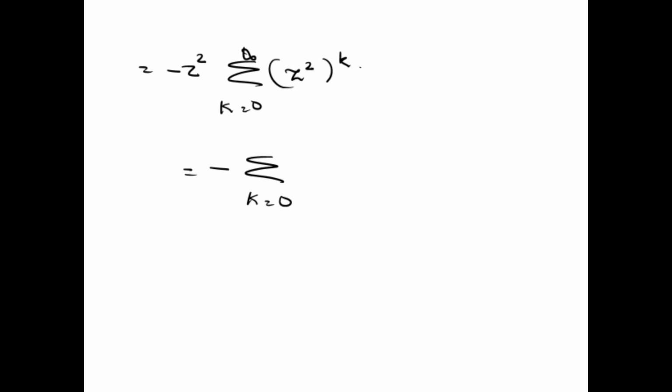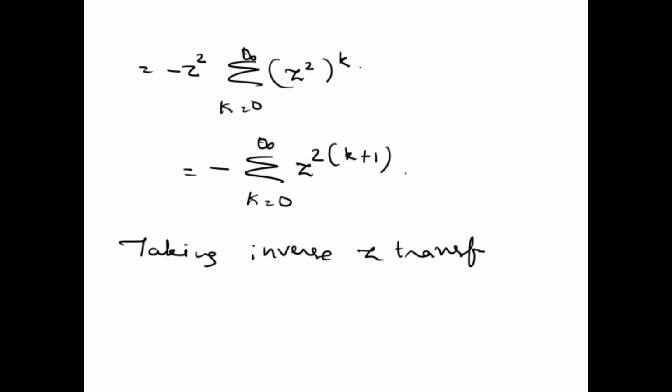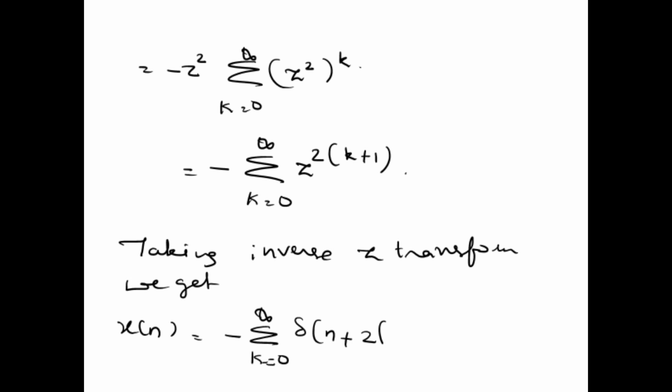which is equal to minus z square into summation k is equal to 0 to infinity z square to the power k, which is equal to minus summation k is equal to 0 to infinity z power 2 into k plus 1, and taking inverse z transform, we get x of n is equal to minus summation k is equal to 0 to infinity delta of n plus 2 into k plus 1 is the answer.